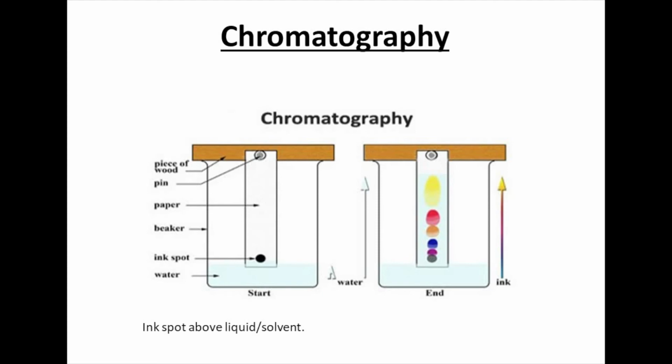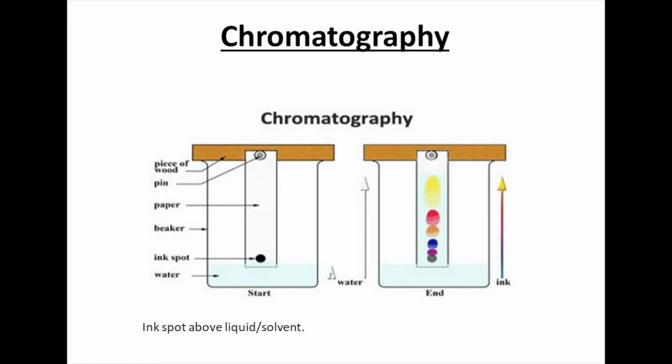And the more soluble, or the more easily it dissolves, the further it moves. So if you look at the second diagram there, you can see that the black dot has now become grey, purple, blue, orange, red, yellow. Yellow is more soluble than blue because it's moved further up the paper. Okay?